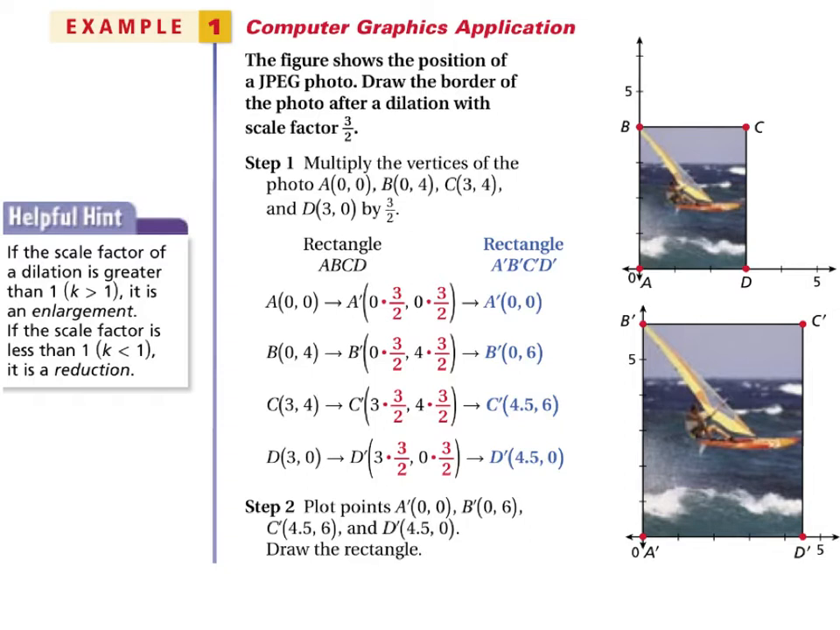I'm just going to quickly go over dilation in example 1. So here we have a figure that shows the position of a JPEG photo. Draw the border of the photo after dilation with a scale factor of 3/2. As you can see, we have 4 points here, A, B, C, D. Those points are (0, 0), (0, 4), and so on. If you multiply all of the coordinates by 3/2, you get A prime, B prime, C prime, and D prime, which are shown in this picture below. If you plot those points, you will notice that both these shapes are similar.